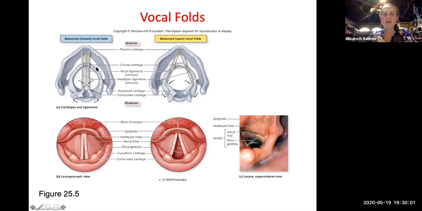So here's a look at the opening of the vocal folds, the vocal cords, and how they will open and close. As air passes through them, they vibrate, and that causes sound for speaking. Here's an actual look at the rima, the opening, and the vocal folds, probably taken with a scope going down just the top of the larynx, which is kind of cool to see.